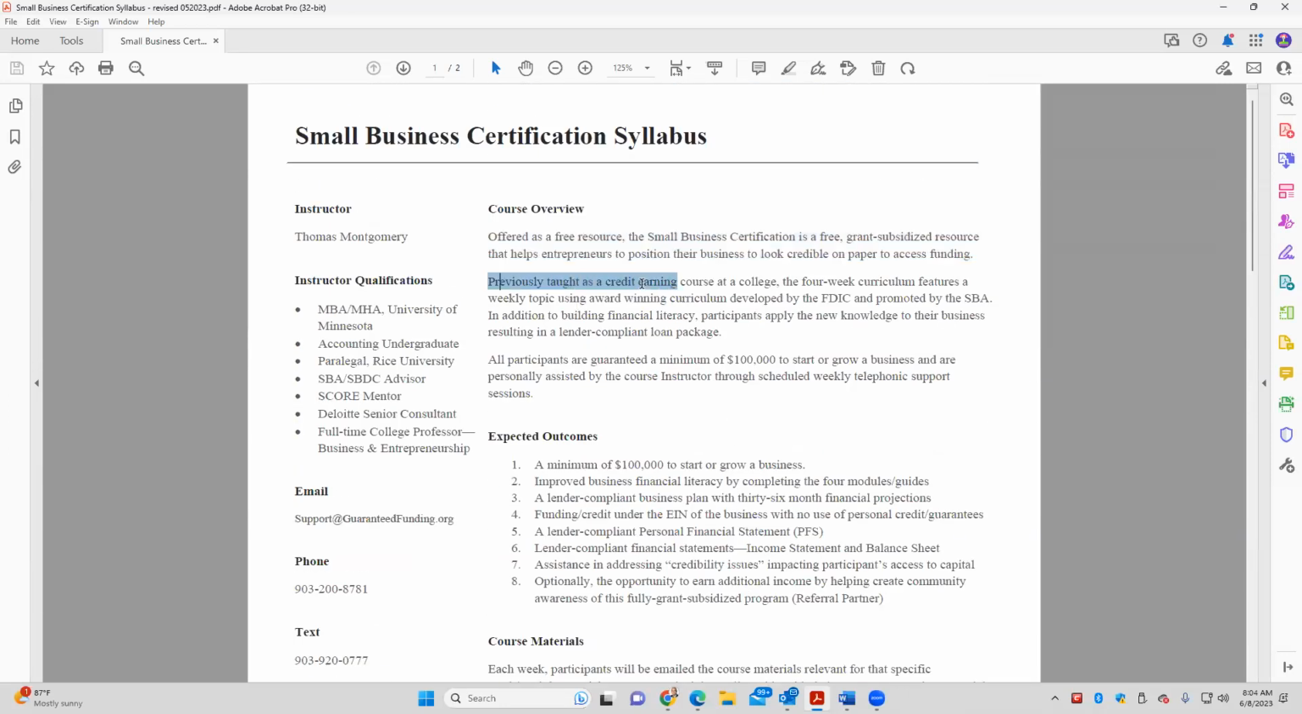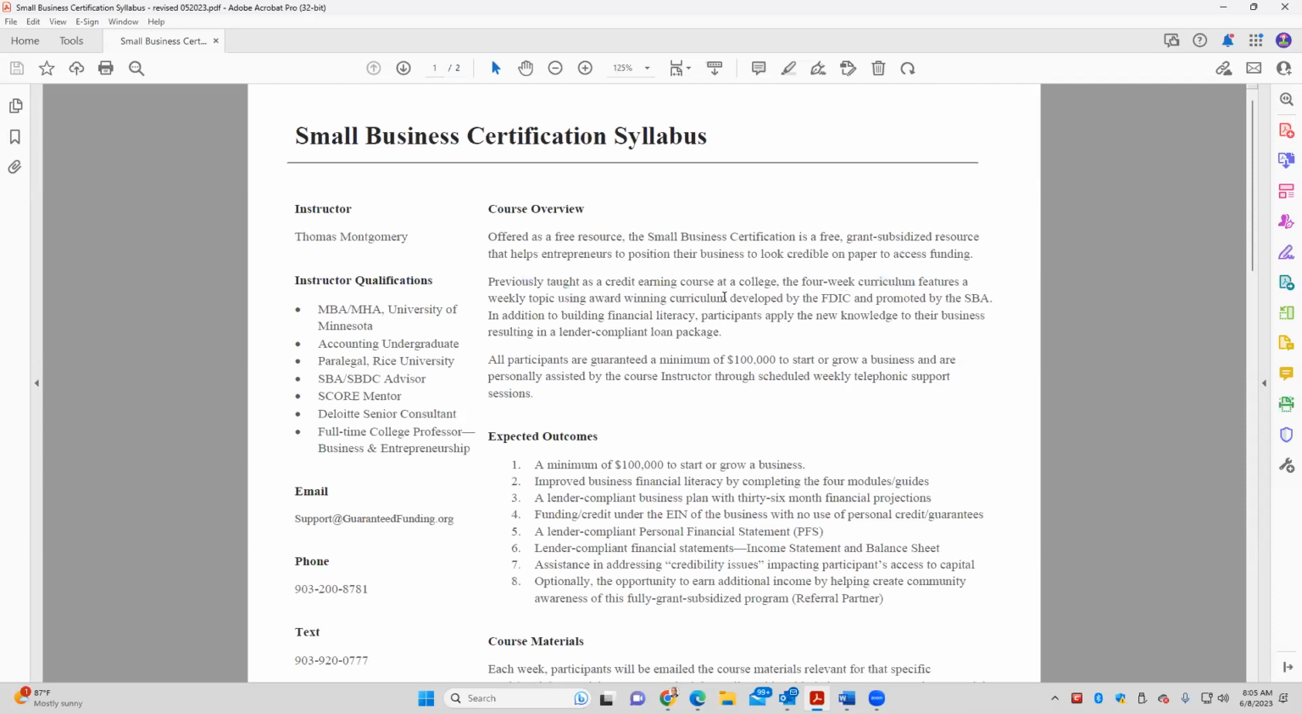We taught this, I even personally taught this as a credit earning class at a college. Now, it was not 4 weeks at the college. It was a financial literacy class. They had to buy the textbook, they had to enroll, they had to pay 3 credit hours. And when I taught this, it was the full semester long. It was considered a hybrid course, where they came on campus 1 day a week, and then the rest was done online.